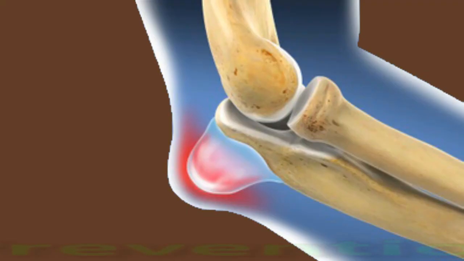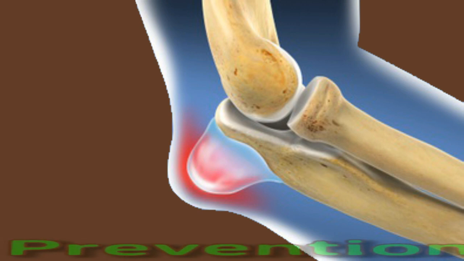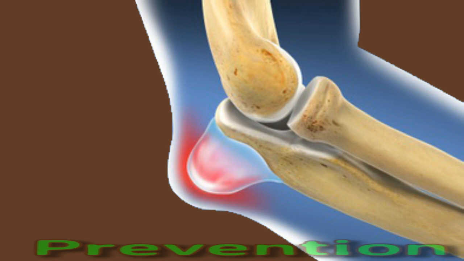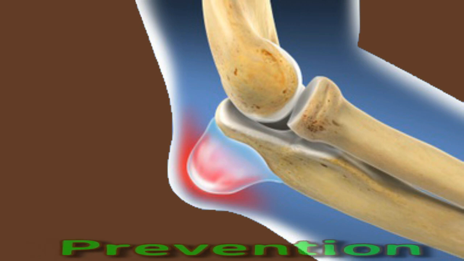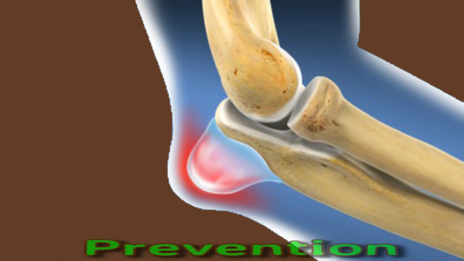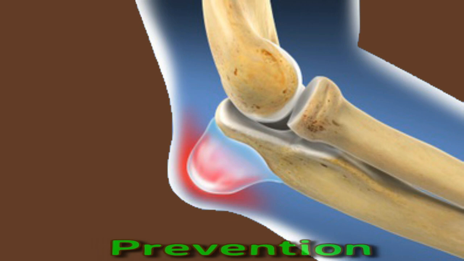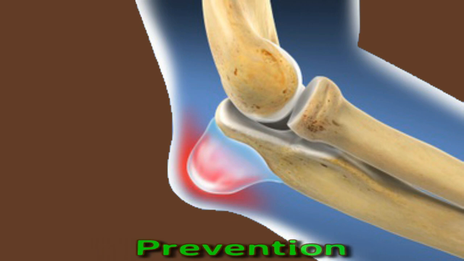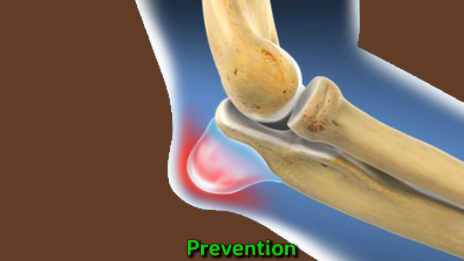Prevention. The following tips may help prevent left elbow pain. Wearing elbow pads while playing sports. Performing any repetitive elbow movements with correct form. Stretching and warming up before lifting weights or playing sports. Taking regular breaks from repetitive tasks. Performing exercises that strengthen the elbow muscles.